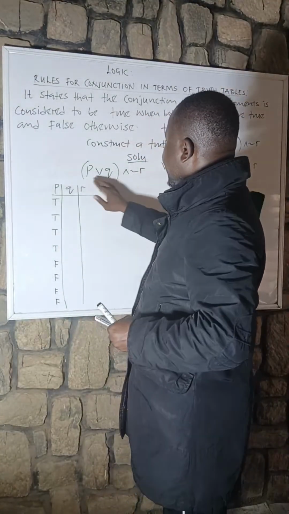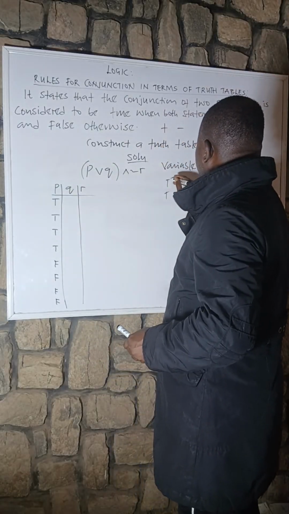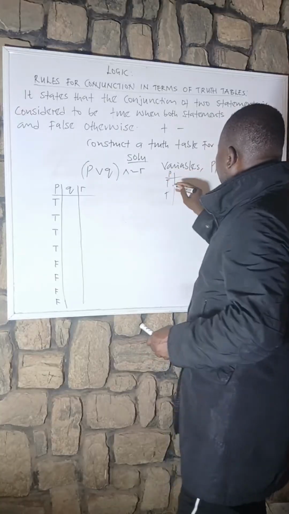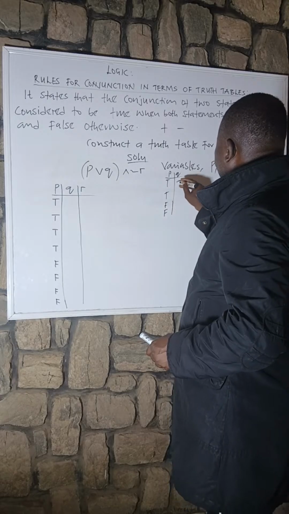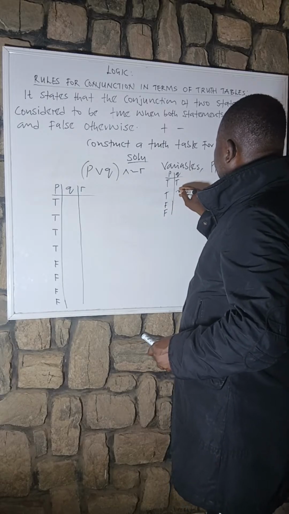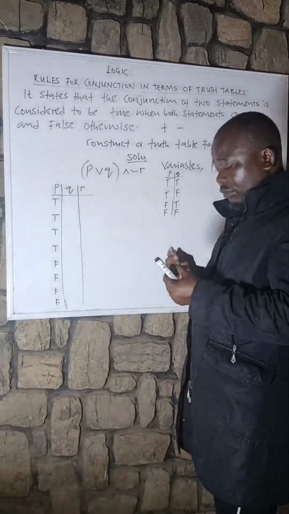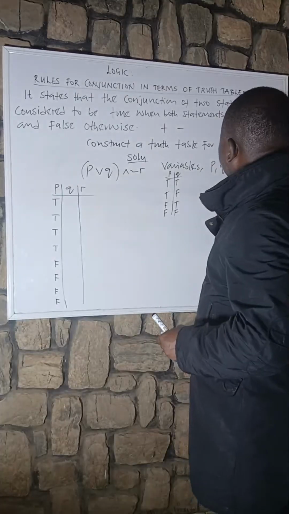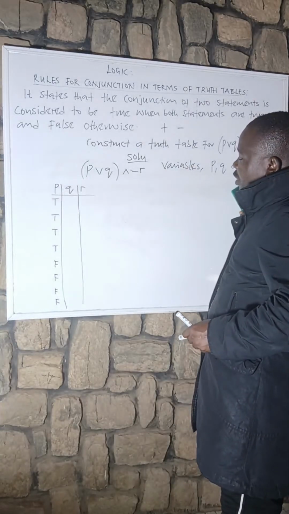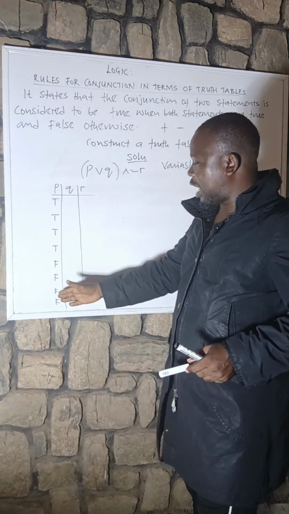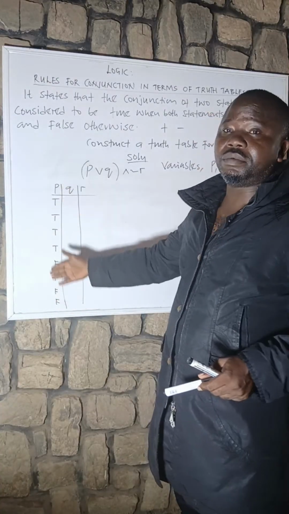But supposing it's 2 variables, you just do T, T, that is P, and Q. Then F, F. Then here will be T, F, T, F. This is how it's supposed to be. But here we have how many variables? 3 variables. So for the fact that we have 3 variables, this is how we are going to prepare the truth table. Is that clear?